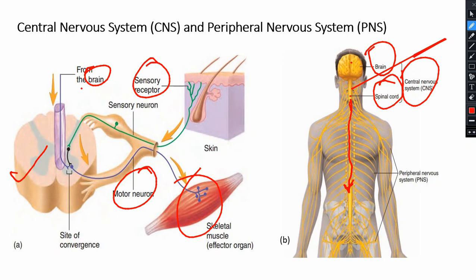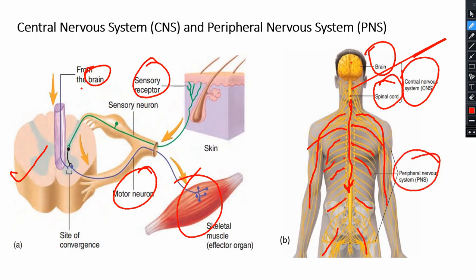Now you will see there are branches coming out of the spinal cord. They go to both hands, then to both legs, and to every part. These nerves that arise or come out of the spinal cord are called the peripheral nervous system. The central nervous system is only the brain and spinal cord. The peripheral nervous system is those nerves coming out of the spinal cord and distributed to all parts of the body.